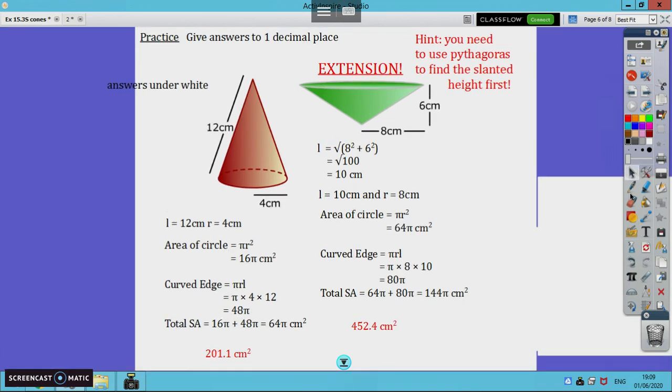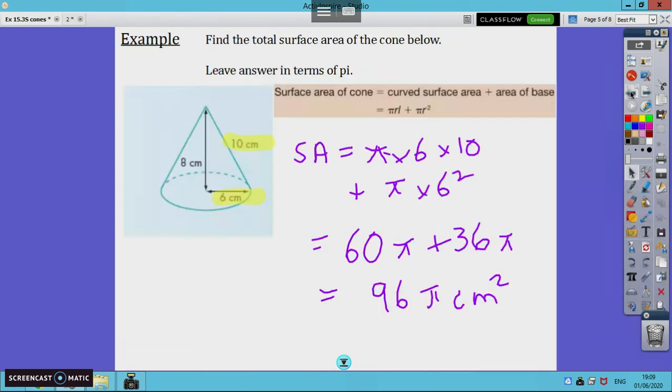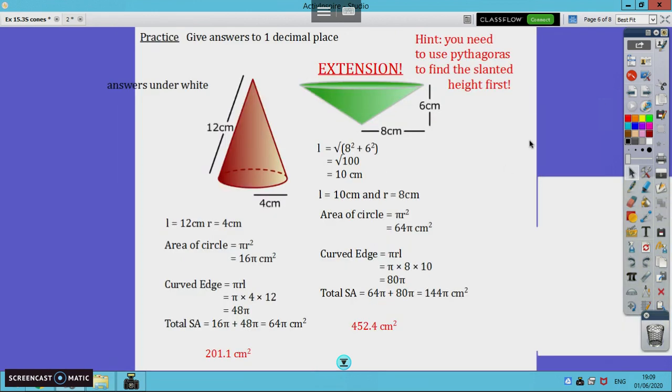So pause the video if you need to go through that working out there. Obviously the working out that I did here was much more precise. So you can, of course, do it that way. I'm just showing you the different breakdowns.